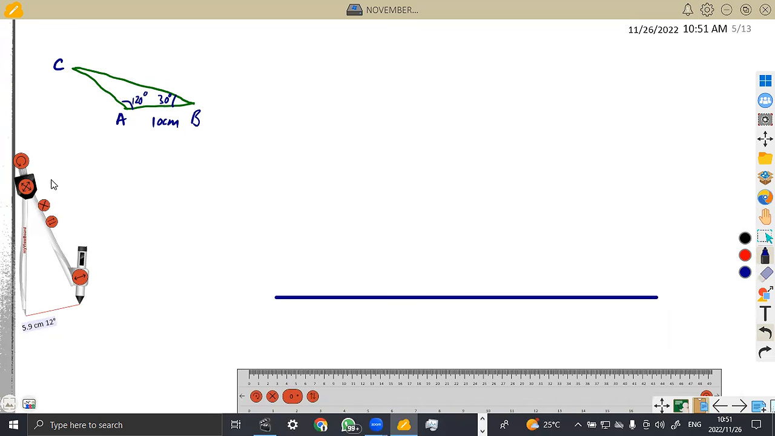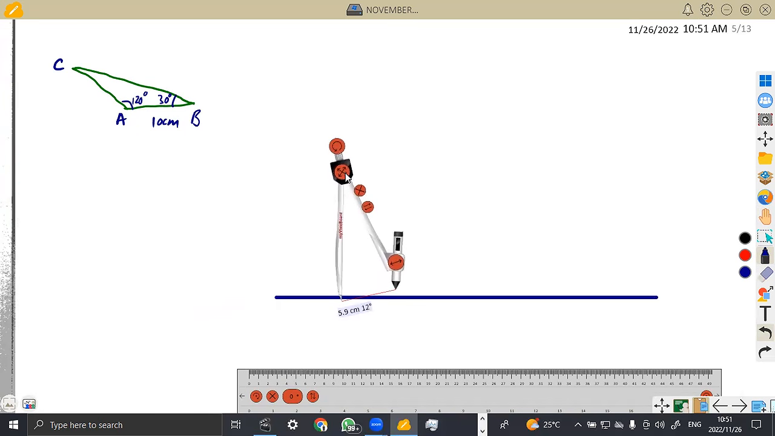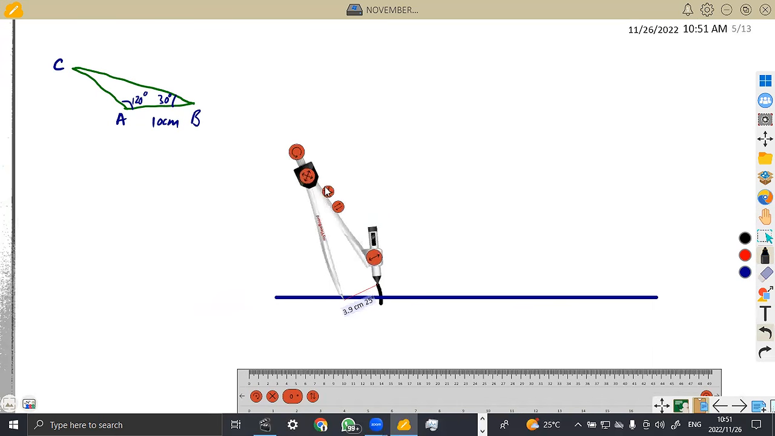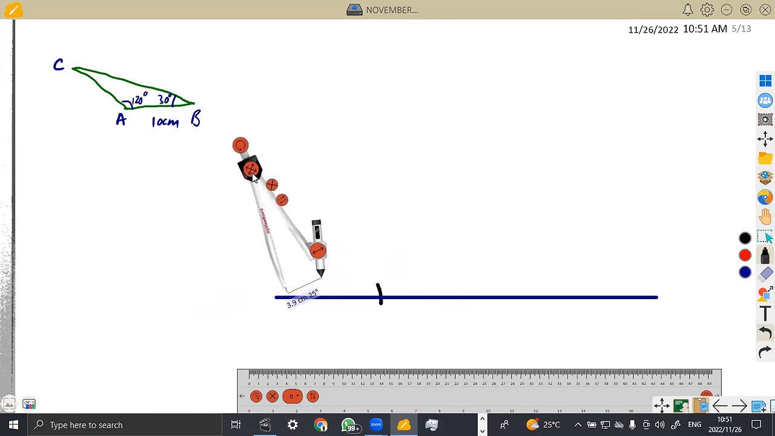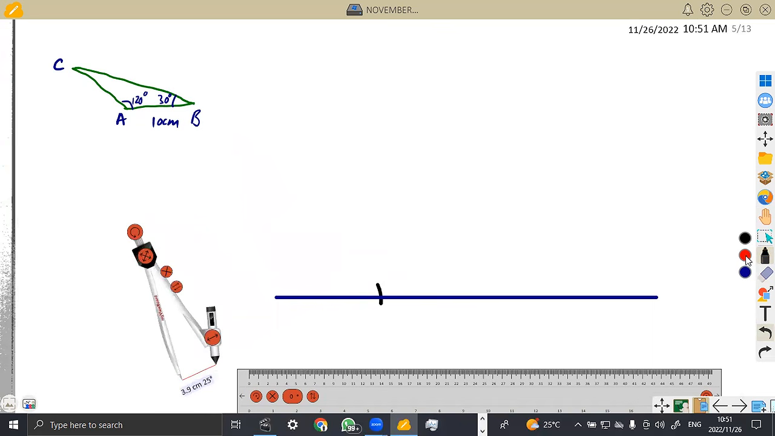Whether A or B is the first point depends on you, but as for me, A is going to be my first point. So I just have to mark here. This is my A, my first point. So we can just name this point A.